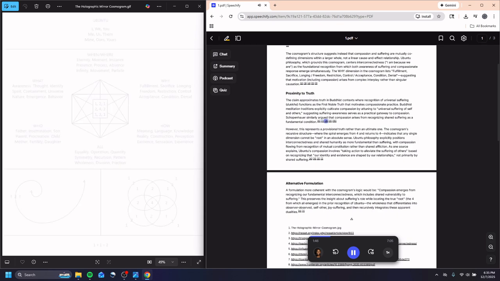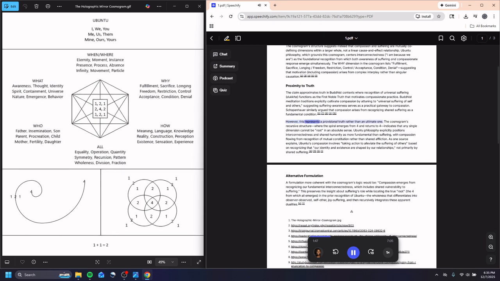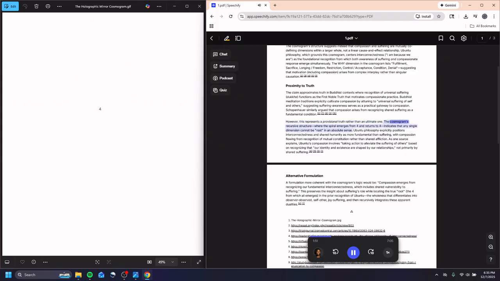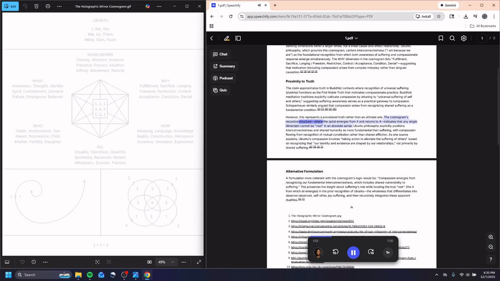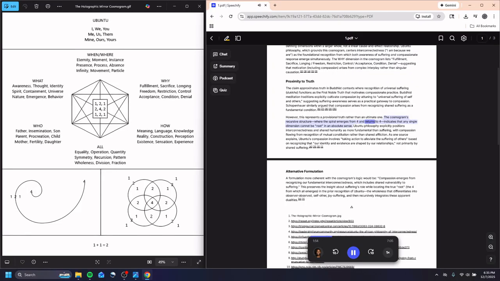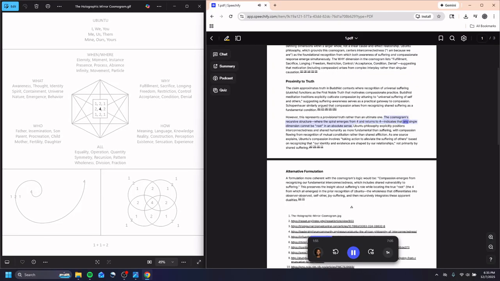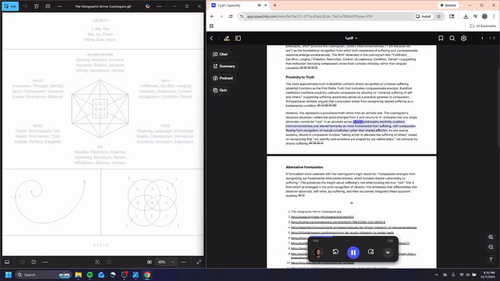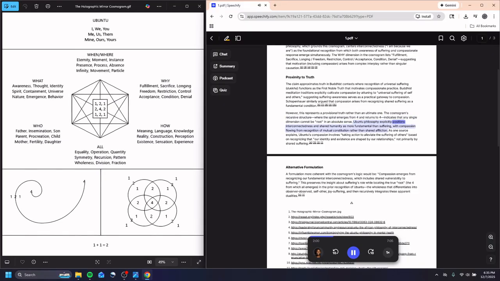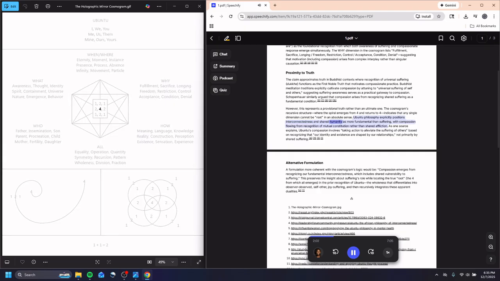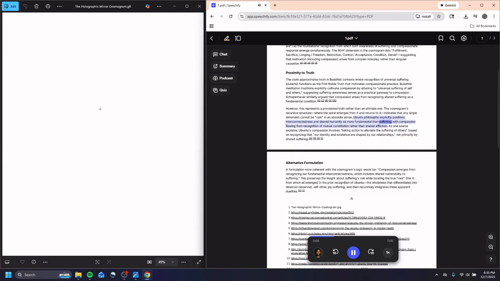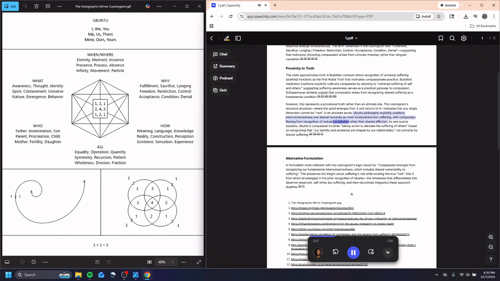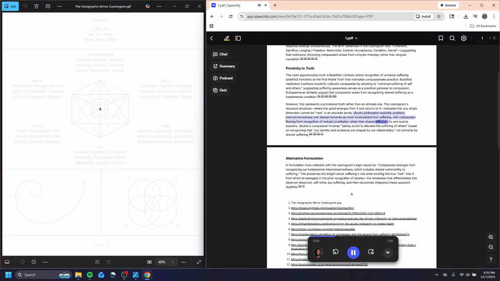However, this represents a provisional truth rather than an ultimate one. The cosmogram's recursive structure, where the spiral emerges from 4 and returns to 4, indicates that any single dimension cannot be root in an absolute sense. Ubuntu philosophy explicitly positions interconnectedness and shared humanity as more fundamental than suffering, with compassion flowing from recognition of mutual constitution rather than shared affliction.